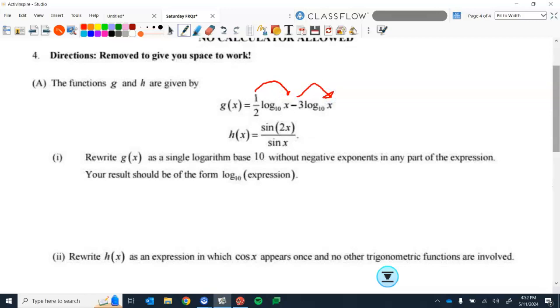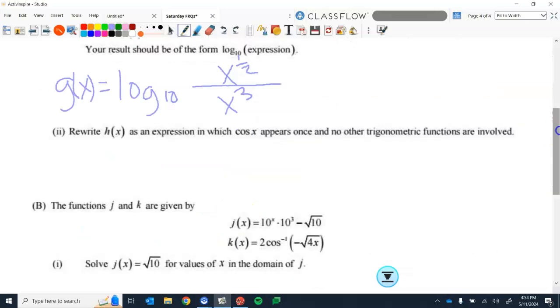I only have two terms here. So this is log base 10, so g of x equals log base 10. And even though if you leave off the 10, it's still a common log, since they put it there and they were nice, go ahead and put it there. So also so you don't do anything weird. This is subtraction, so it's going to be a fraction. In the numerator, I get x to the 1/2 power. And in the denominator, I get x to the 3rd. And I am done.